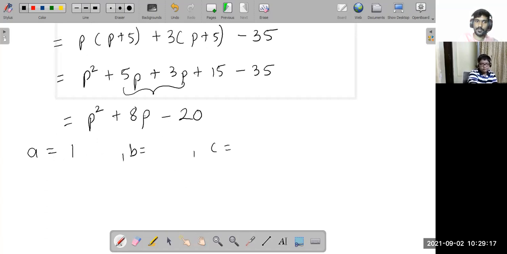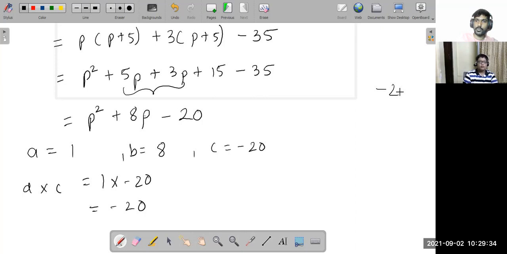1, 8, minus 20. Multiply A into C. So this is 1 multiplied by minus 20, which is minus 20. Now minus 20, you have to split into 2 such numbers that after multiplying those 2 numbers, you get minus 20. And after addition or subtraction, you should get B, which is 8.